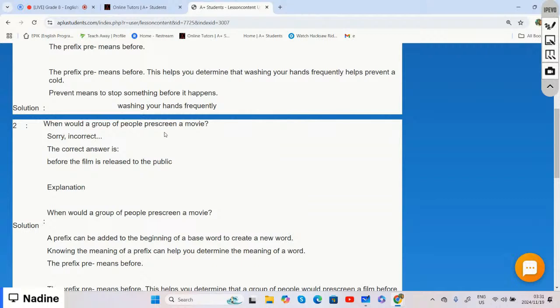And a group of people would pre-screen a movie before a film or movie is released to the public. Then they pre-screen the movie. They watch the movie. And I made an example where I said that usually they'll get celebrities, they'll get the cast, they'll get the family members of the actors, and so on to come and watch this film before it is released to the public. Right?